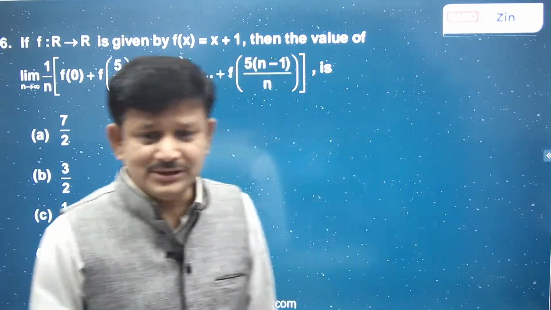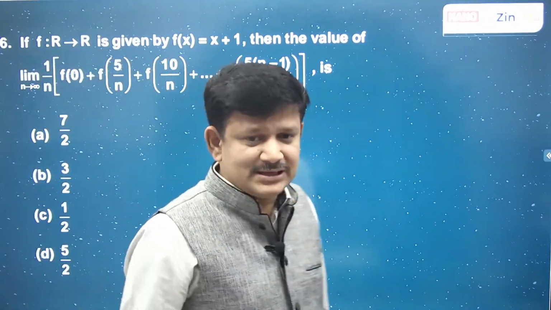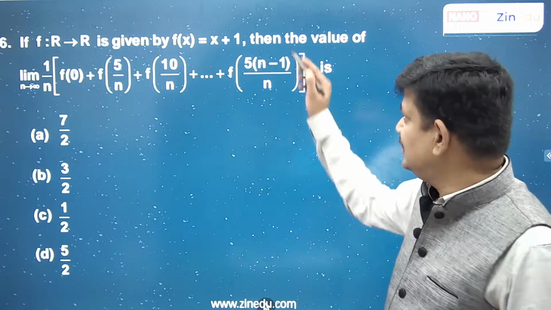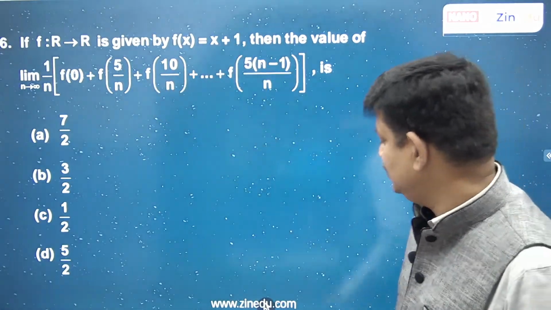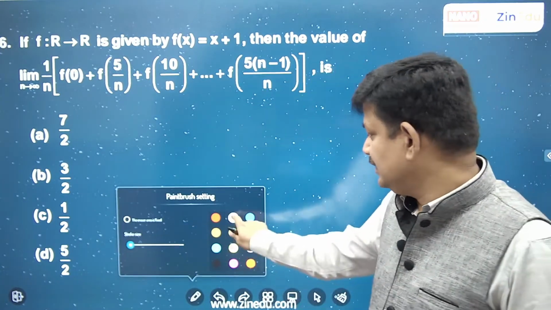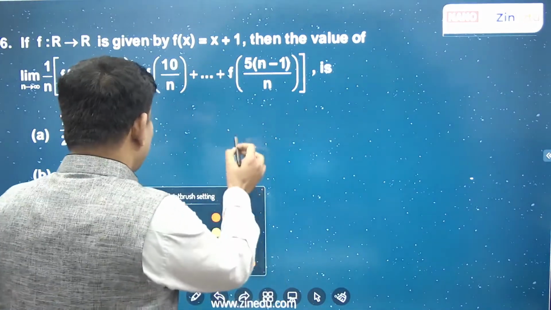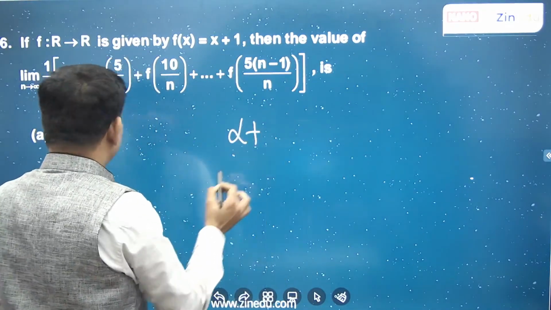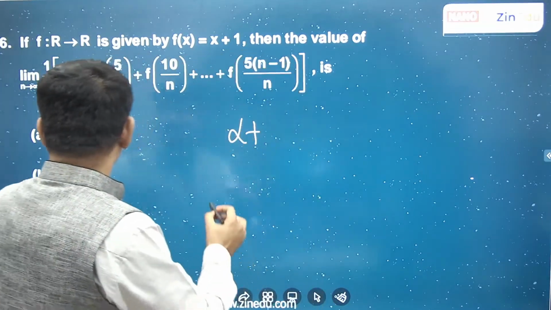Another very simple question, looks frightening but very simple. F of x is given by x plus 1. See, he has unnecessarily complicated it. Instead of giving a simple function for direct substitution, he is unnecessarily complicating it by giving a lot of things here. Okay, so let us simplify the look and feel of the question. So many times, even in JEE Advanced they do this. They try to make the question look complicated, whereas the question is simple.